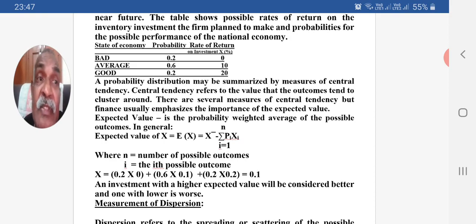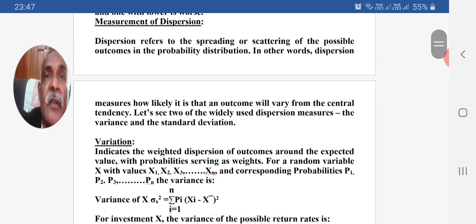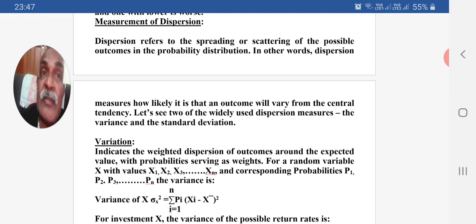So we can say that an investment with a higher expected value, the expected rate of return will be high, so it is considered to be better, and one with a lower is worse. Now we calculate the measurement of dispersal. Dispersal refers to the spreading or scattering of the possible outcomes in the probability distribution. In other words, dispersal measures how likely it is that an outcome will vary from the central tendency. Let's see two of the widely used dispersal measures, the variance and standard deviation.